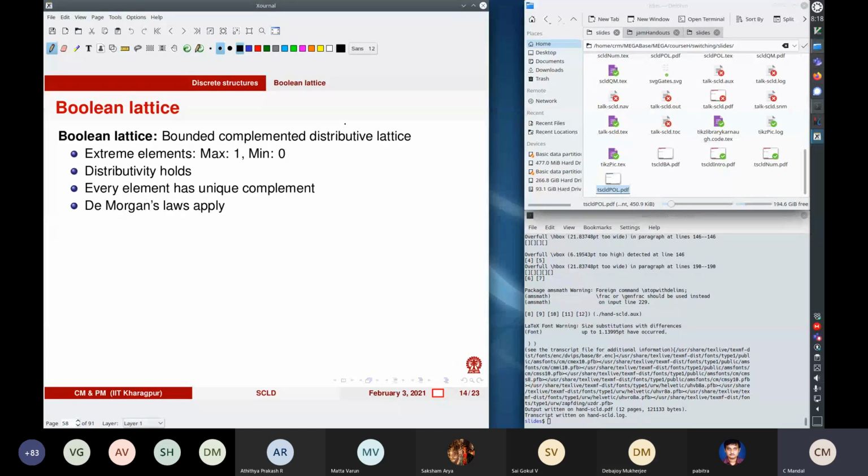Of course, because these are distributive lattices, this distributivity gives rise to interesting properties. That is, each element has a unique complement, because you have studied that in a bounded complemented distributive lattice, every element has a unique complement. Okay, and De Morgan's laws also apply.